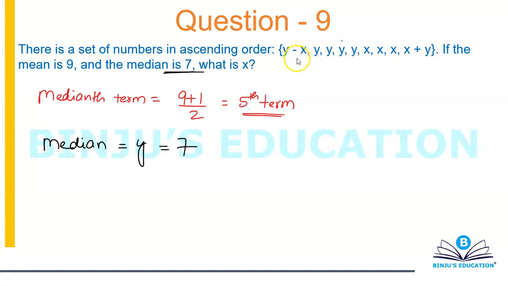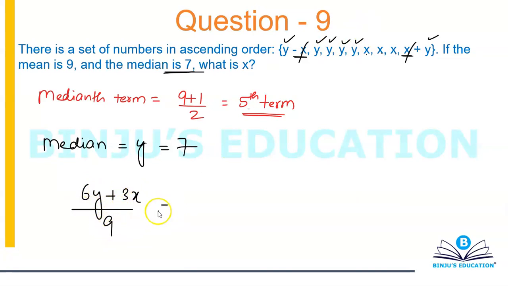So I have y minus x, y, and x plus y. I have a negative x here and a positive x here, so when I add them up, these two get cancelled. So I have 6 y's and 3 x's. So (6y plus 3x) divided by 9 should be equal to 9.